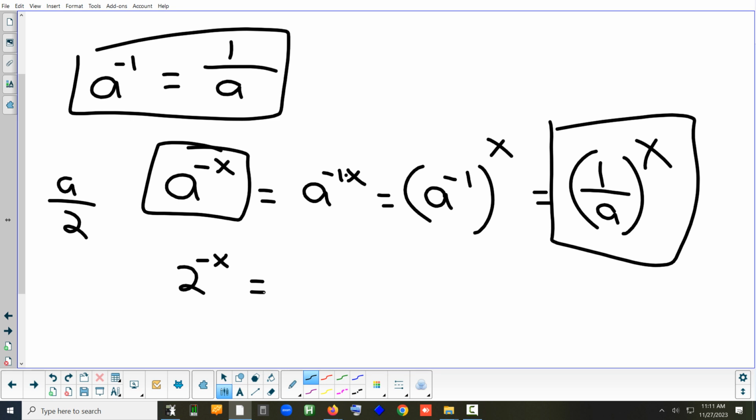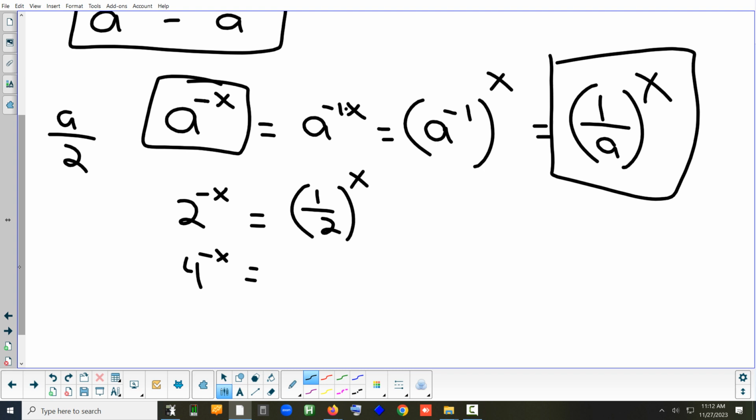Yeah, 1/2 to the x. How about if I had 4 to the negative x? 1/4 to the x. And the point is, when you look at that, you might think, oh, 4 to the negative x, I have a base bigger than 1. It's a 4. That's not really a 4. It's really a 1/4. Okay?